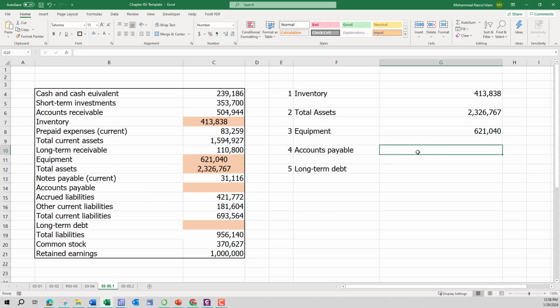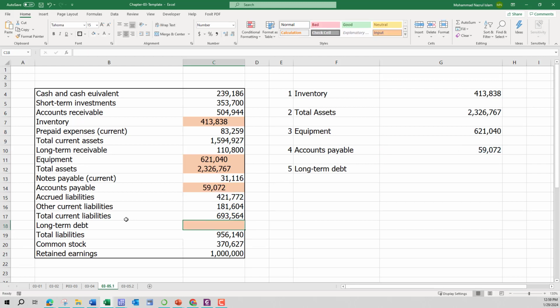And accounts payable should be current liabilities minus all other current liabilities. So we'll start with the total current liabilities, minus accrued liabilities, minus notes payable current, minus other current liabilities. This should be equal to this.